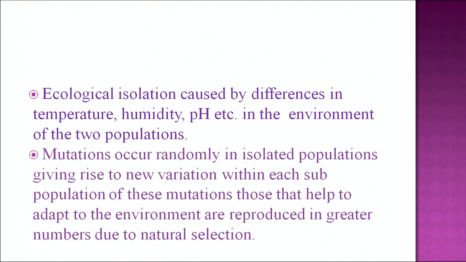Mutations occur randomly in isolated populations, giving rise to new variation within each subpopulation. Those mutations that help to adapt to the environment are reproduced in greater numbers due to natural selection. In other words, since no two environments are identical, natural selection pressure also operates in different ways, depending upon local conditions such as climate, diseases, predators, etc. Natural selection affects each subspecies in a different way. So different variations get selected and established.